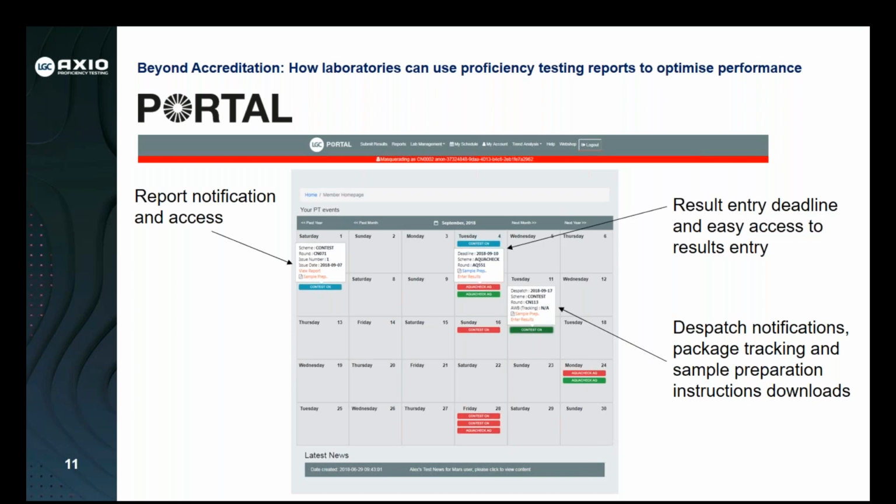Color coding assists the user, where blue in this case indicates a report is available, green indicates the program has been dispatched, and red indicates a result entry deadline. We can also access the displayed features shown in this view by simply clicking, which will give us entry to a report, for example.